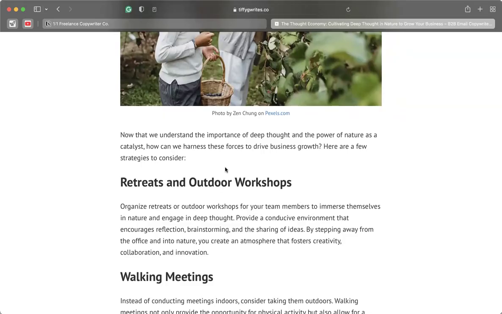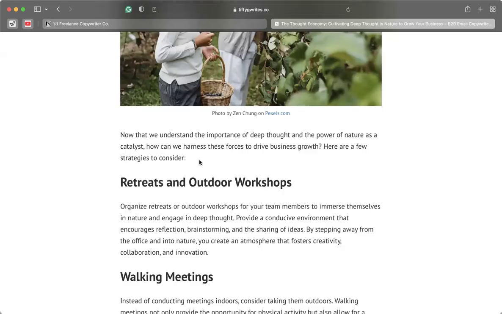Here are a few strategies to consider. Now, this is key with the blog. Up until this point, we're about halfway through the blog. It's a long blog. I typically write blogs that are 1,000 to 1,500 words because short blogs won't drive traffic, okay? But right here, this is where it switches a little bit.